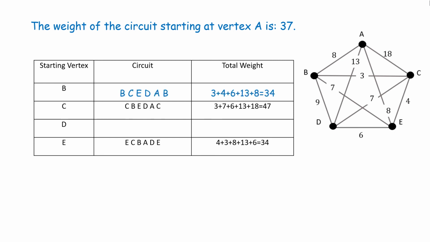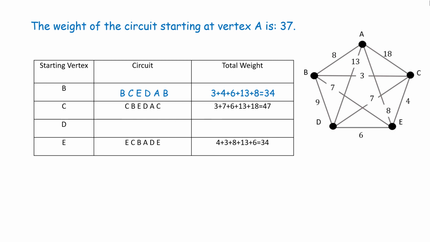B to C is least with 3. C to E is least with 4. E to D is the smallest with a weight of 6. A is our only option from D, and that weight is 13. A back to our starting vertex B is 8. The total of 3 plus 4 plus 6 plus 13 plus 8 is 34.